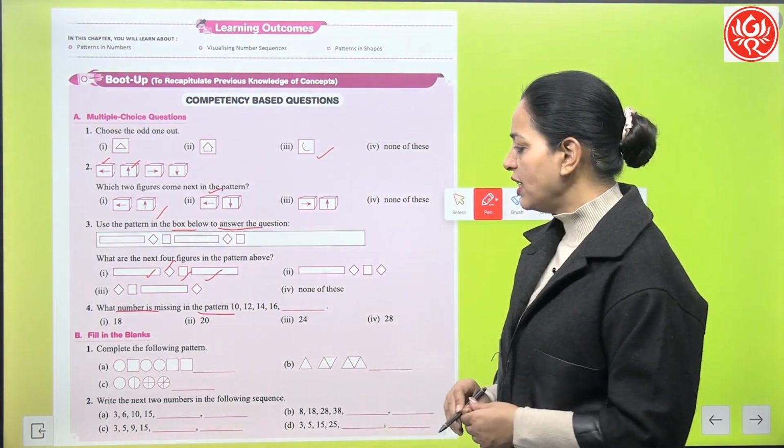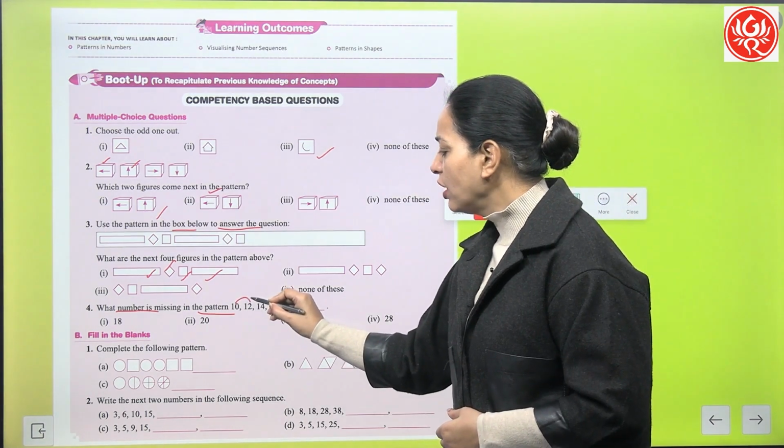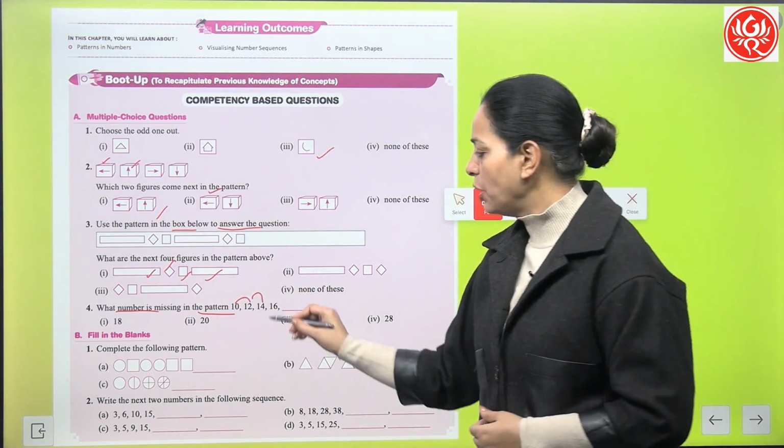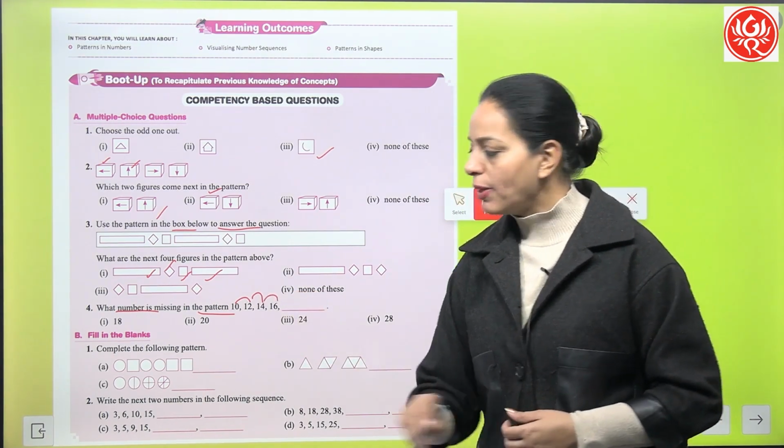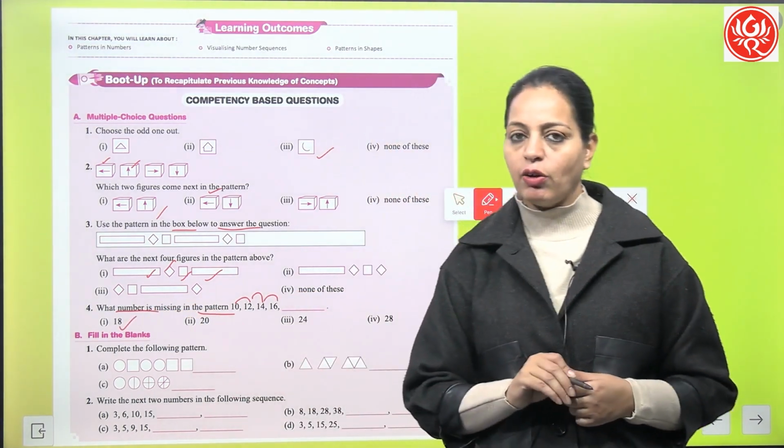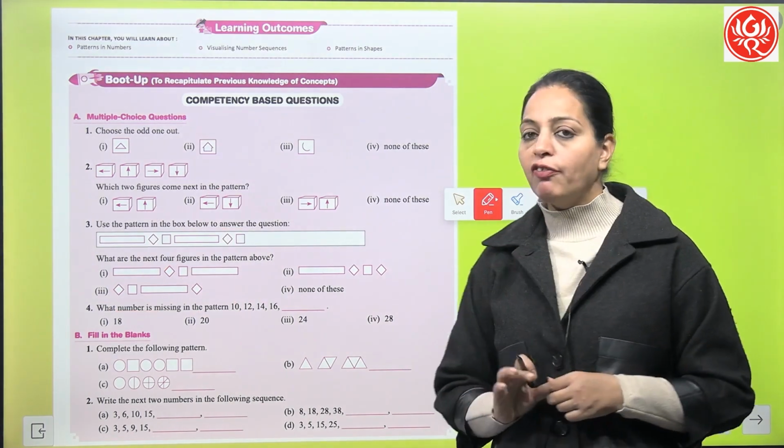10, 12, 14, 16. 10 plus 2, 12. 12 plus 2, 14. 14 plus 2, 16. 16 plus 2, that is 18. Okay. Now come to B part, filling the blanks.